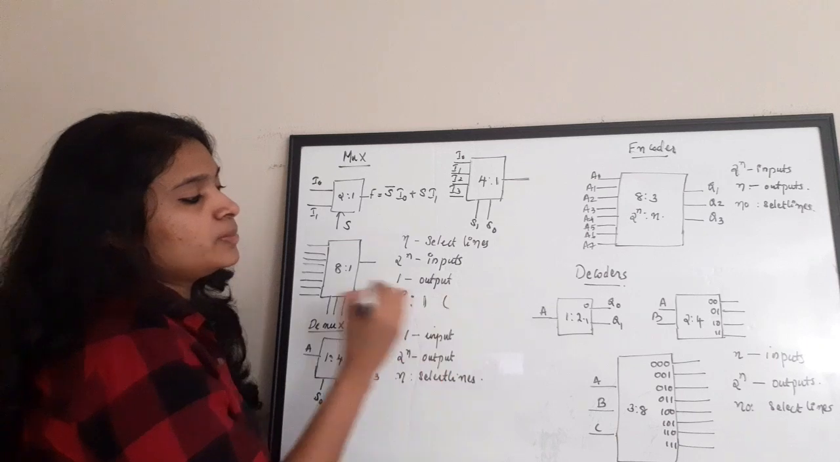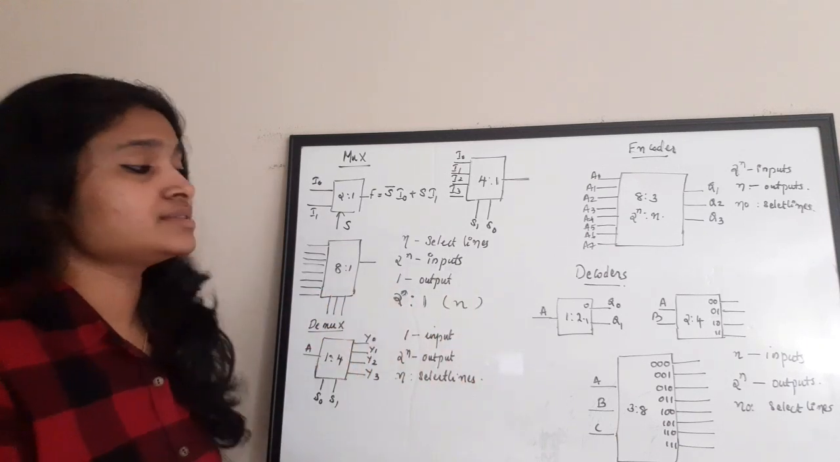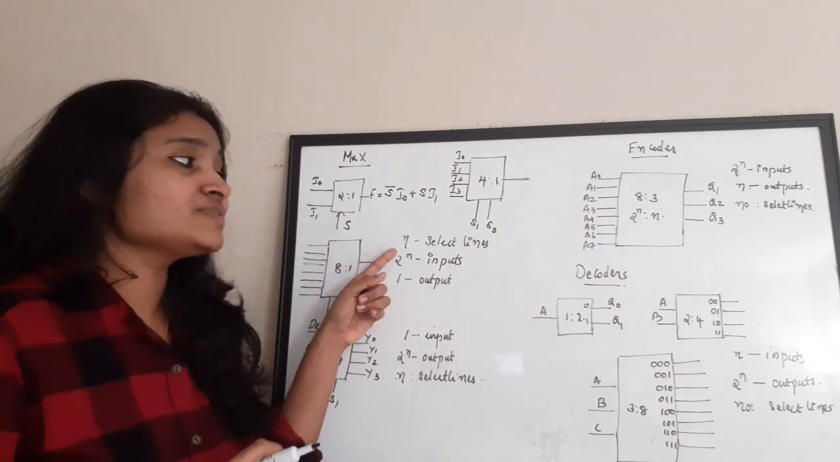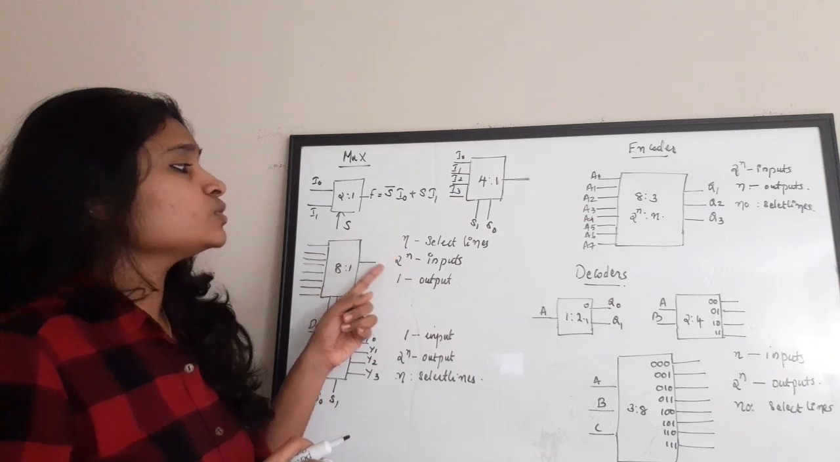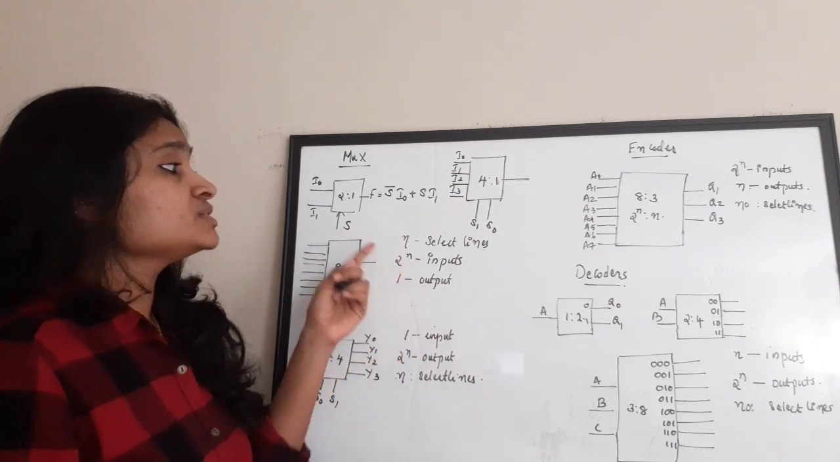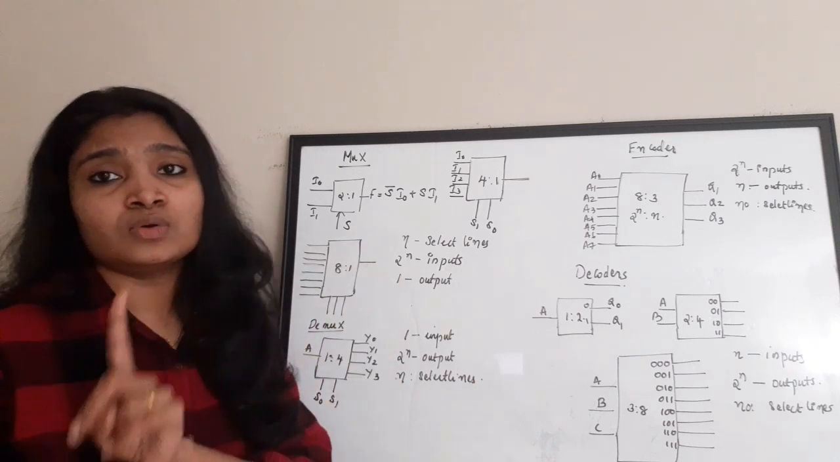Where with how many number of select lines? N number of select lines in the bracket. So that is how you can represent a multiplexer. Or you can write in this form: n number of select lines if there is n number of select lines, or 2 raised to n inputs. Or in reverse order you can say, if there are 2 raised to n number of inputs, then there should be n select lines and output is anyway only 1.